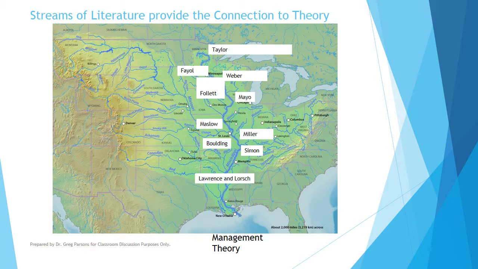But of course, this is the Mississippi River. This is huge. This would entail so much different literature that there's no way you could use this as a stream, but it's an example of how a stream develops.